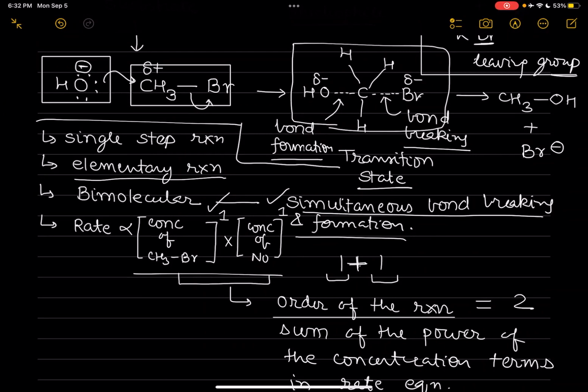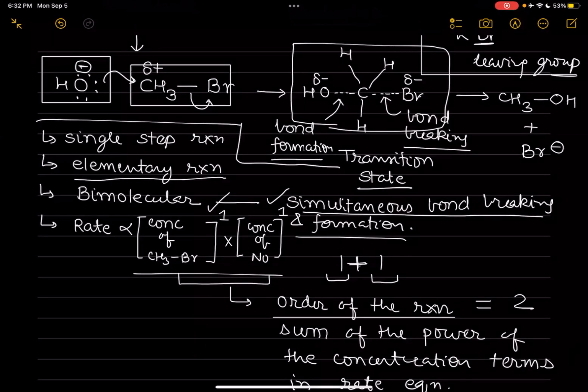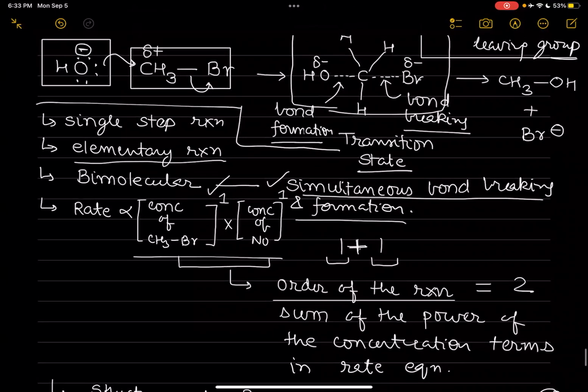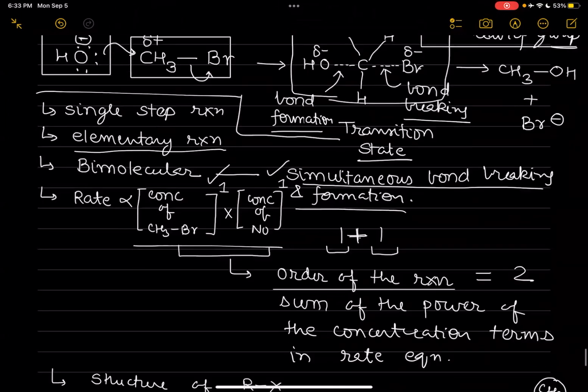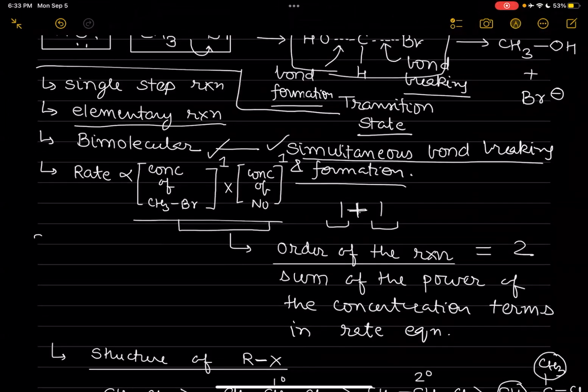If you increase the concentration of CH3Br, the rate is going to increase. If you increase the concentration of OH minus, the rate is going to increase. And if you increase the concentration of both of them, the rate is going to increase. It is because if you take more molecules in the same container, meaning more concentration, more collisions are going to happen. Is it clear? So the rate is directly proportional. This is called a second order reaction.